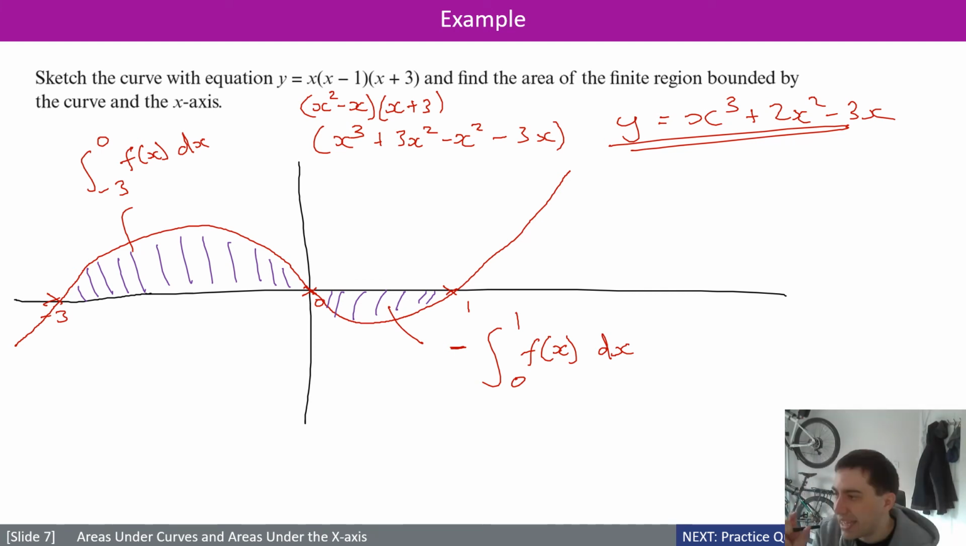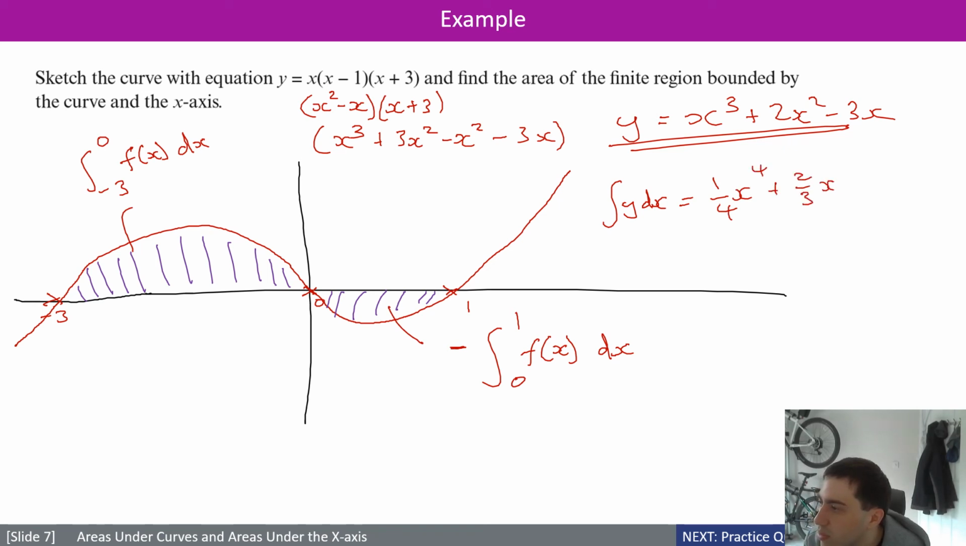So since we're going to be integrating the same function effectively twice, it makes sense to find the indefinite integral and then we can then use that to put limits in both cases. So let's find the indefinite integral. If I just integrate y with respect to x, what do I get? I get this. And I suppose a plus c, but we're not going to have to worry about the plus c when we put the limits in.